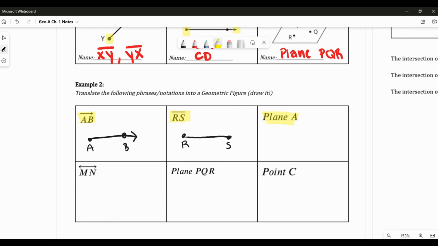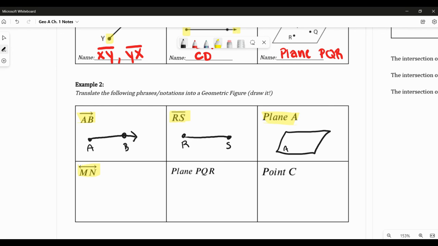My third one is plane A. Remember, we use a parallelogram to represent planes, so I did my best to sketch one there. And then I'm just going to put a capital A in one of its corners, and we're done.